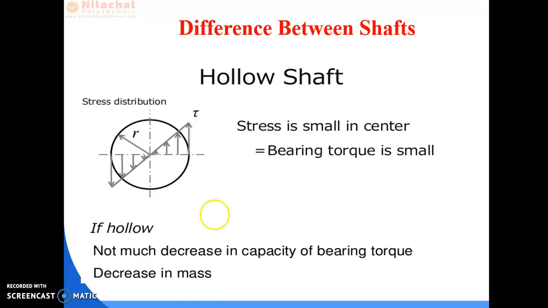And if it is a hollow shaft, then there is not much decrease in capacity of bearing torque, but there is a decrease in mass. So in case of hollow shaft, we use the hollow space between the internal and external diameter of the shaft. Whatever amount of deformation takes place in the shaft, if the outer part is not sufficient to take up the load, then we can use the hollow portion for the power transmission.